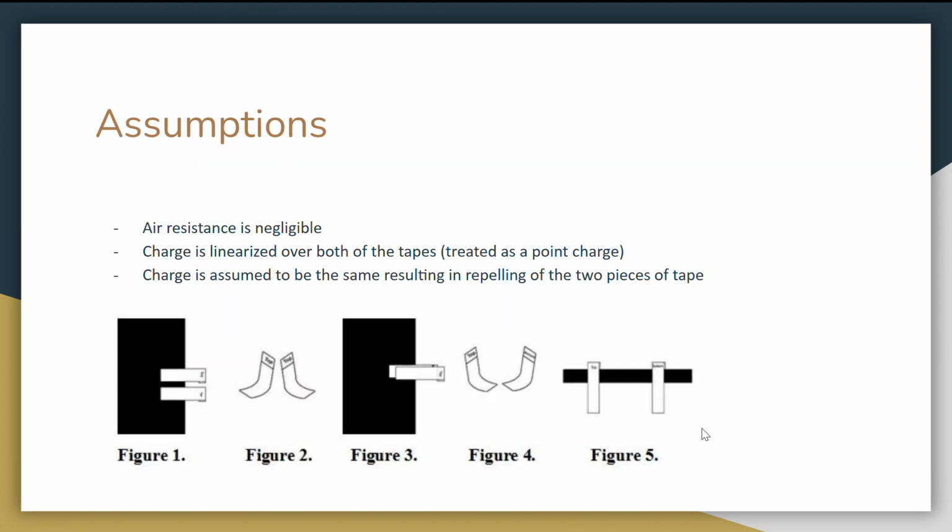So as for assumptions, air resistance is negligible. The charge is linearized over both of the tapes, and charge is assumed to be the same, resulting in the repelling of the two pieces of tape, which is important as these two points especially could affect the results, but we really have no way to track that.